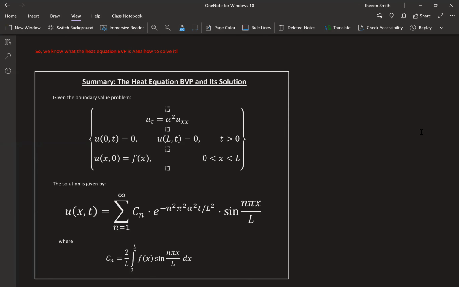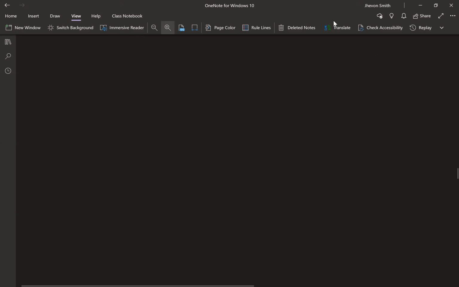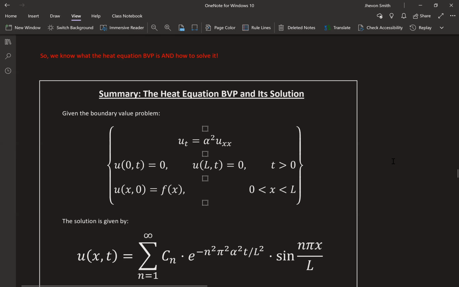The concepts will be important later on in your classes, at least if it's in a math class, probably not so much in a physics or engineering class. They'll probably just tell you this answer and not tell you why, but whatever. Take a picture of that. 5, 4, 3, 2, 1. So that's the heat equation, and that's how we solve it.